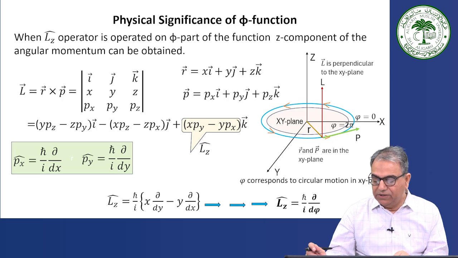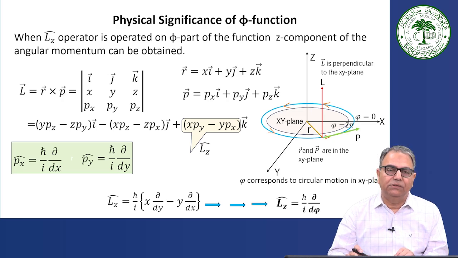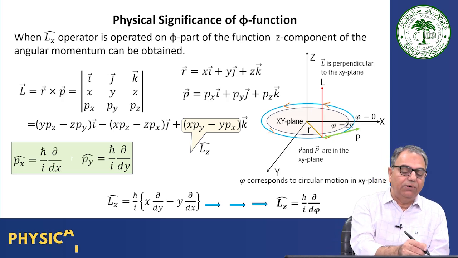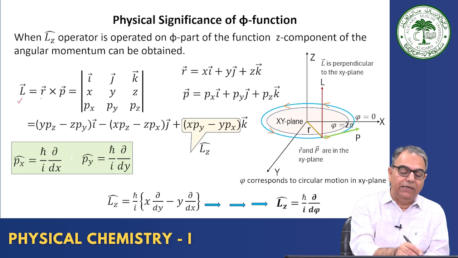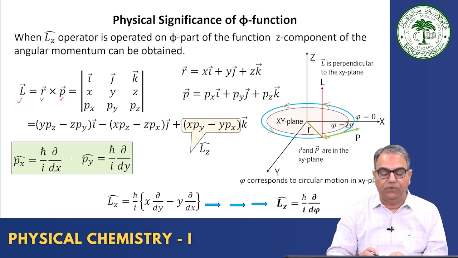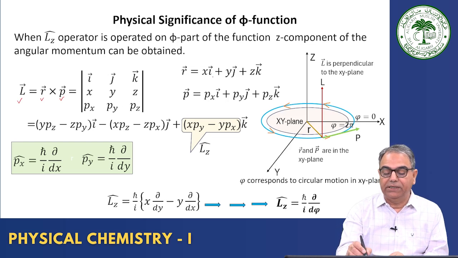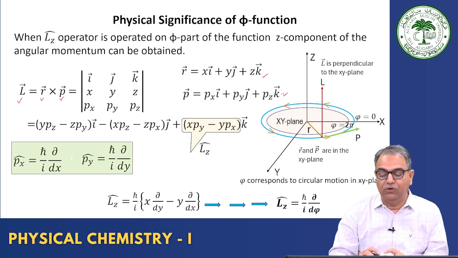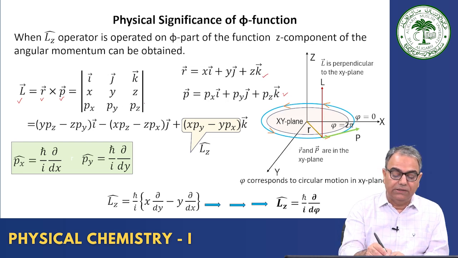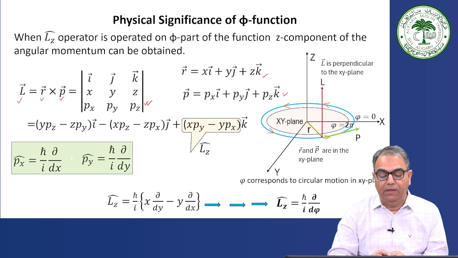Okay. Now for this, it's a little digression from the normal rigid rotor, because I just want to tell you the significance of this phi function. What I have written is that if you have angular momentum L, then L is a cross product of r and p, where r and p could be written in vector form, or these matrices can be written: i, j, k, x, y, z and px, py, pz.